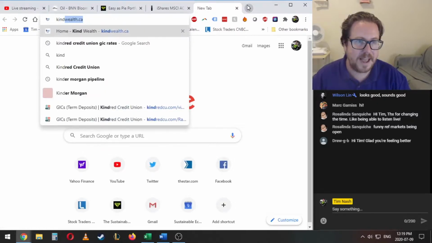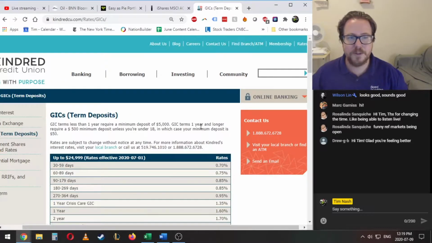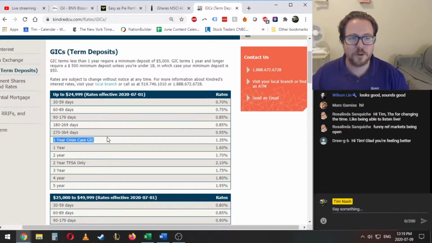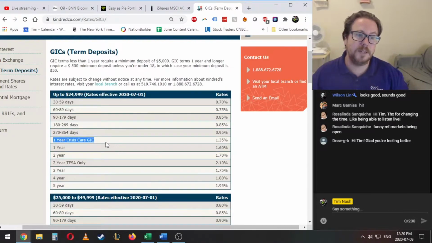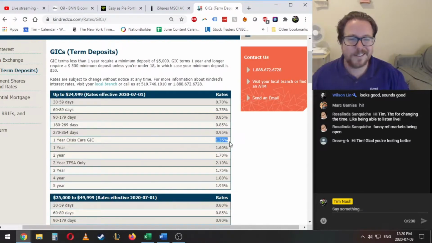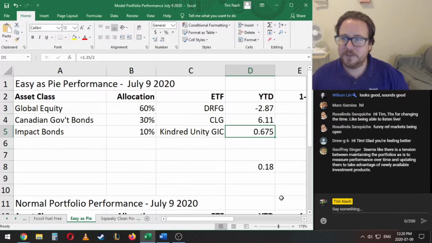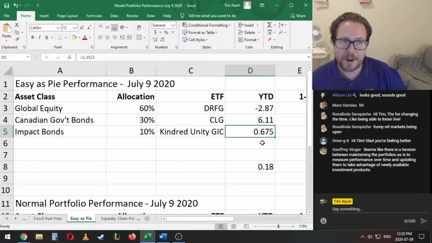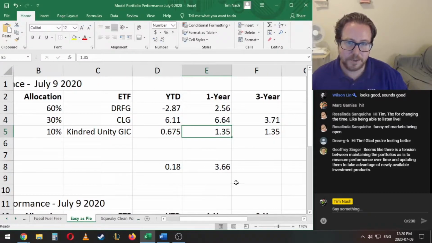Instead, I have replaced it with a new GIC from Kindred. Instead of Oiko Credit, which is microfinance, this is going to be the 1 year Crisis Care GIC. This is a GIC that actually goes to help people and businesses that are struggling due to COVID. It is a fairly low rate, 1.35%, so that's what is dragging things down just a little bit. What I did is took a half year, because we're about halfway through, so I did 1.35 divided by 2, but for the 1 year I did the full 1.35.